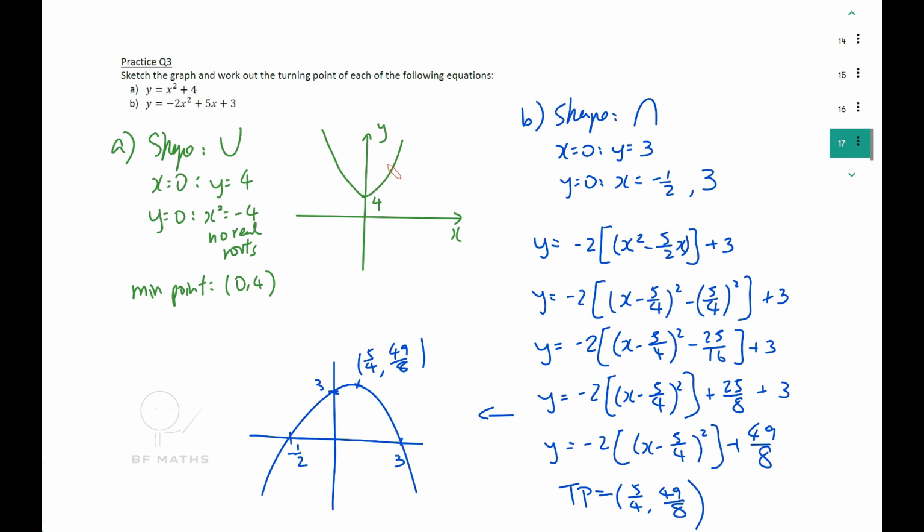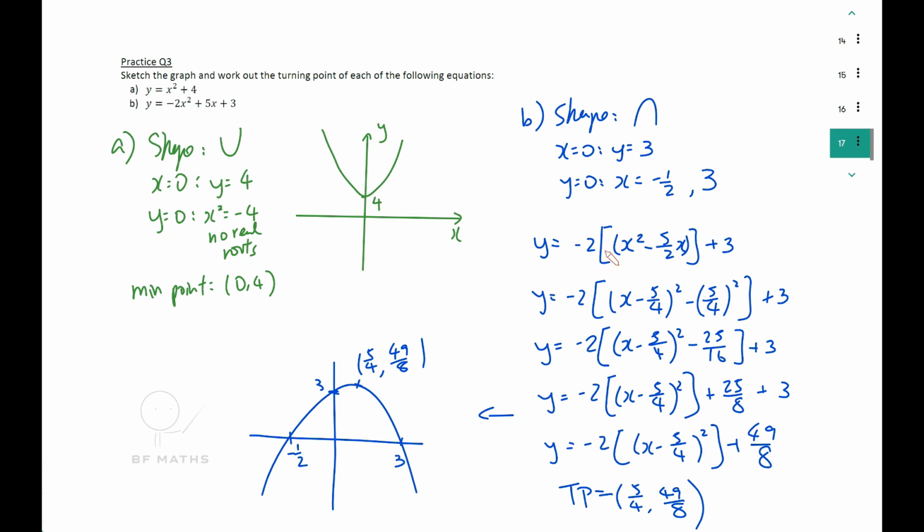Part B, the shape is an n shape. When x equals 0, y equals 3. When y equals 0, you get x equals minus a half and 3. These are roots. The tricky part for this question is completing the square. Don't worry if you find it too difficult, because you learn differentiation later on, which makes your life a lot easier. In here, you complete the square.